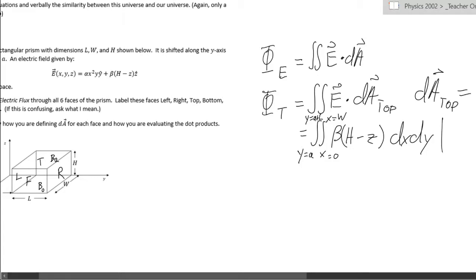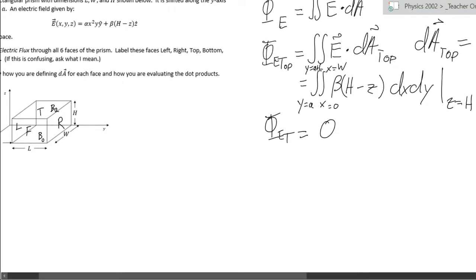So we need to evaluate this integral for z equal to h. When we do that, we have h minus h, which is 0. So our flux out of the top, phi sub top, just to be clear with my notation, it's not the flux of some field T, it's the flux of E. This is going to be equal to 0.